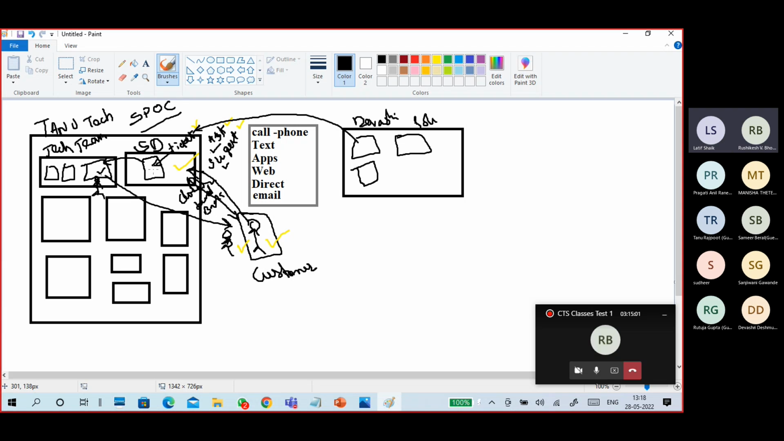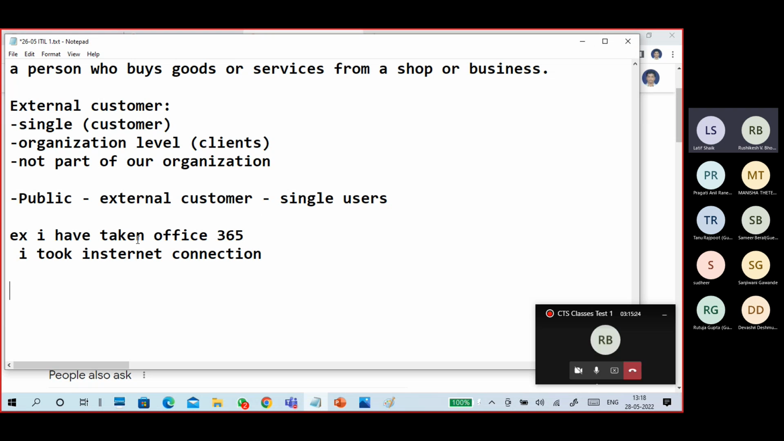And the service desk will verify your complaint and forward it to the team. The team will either approach you or from their desk, they'll solve your problem. Okay, so this is organizational level, external customer. This is single public customer.